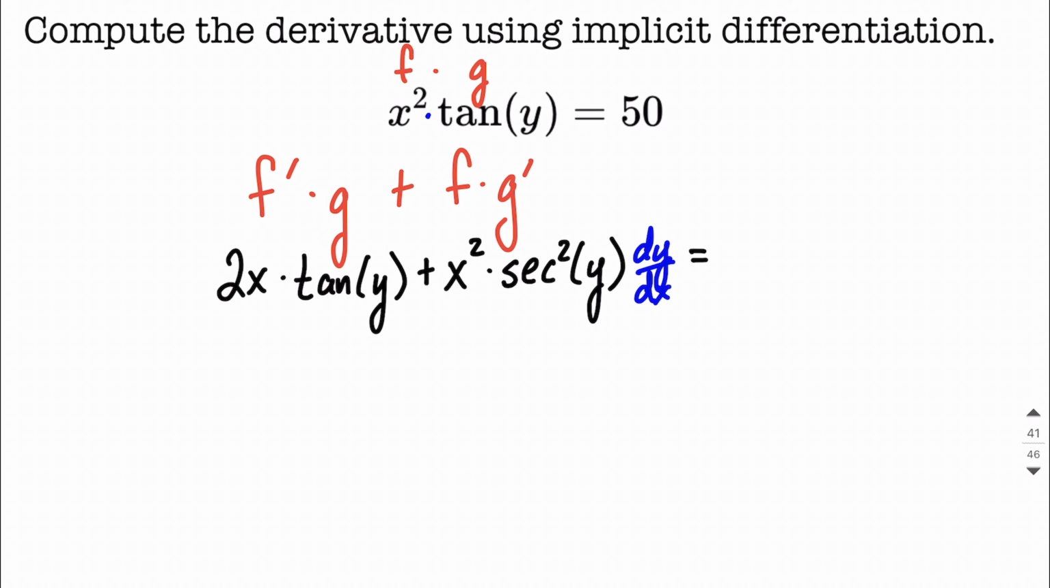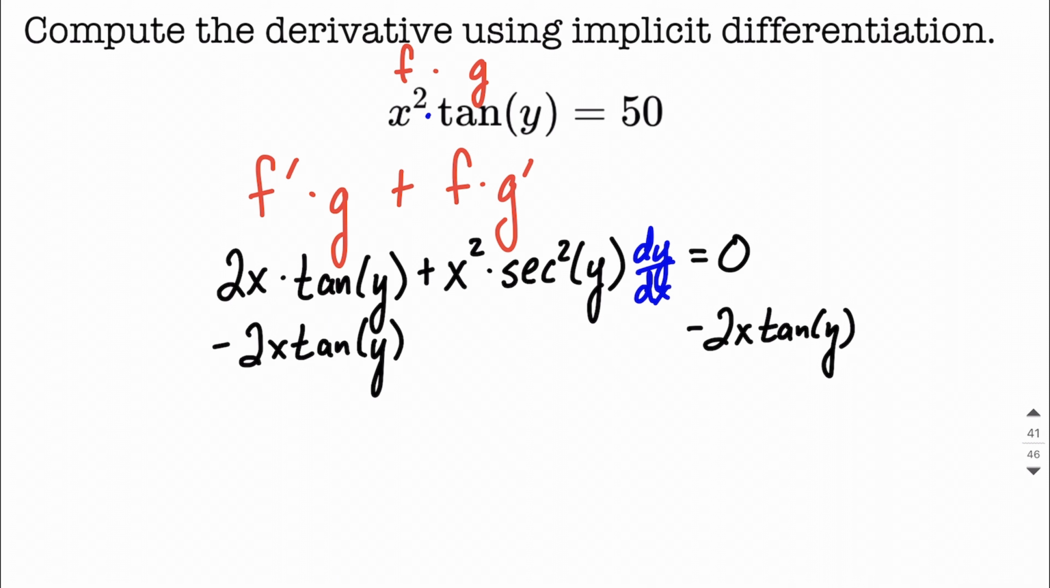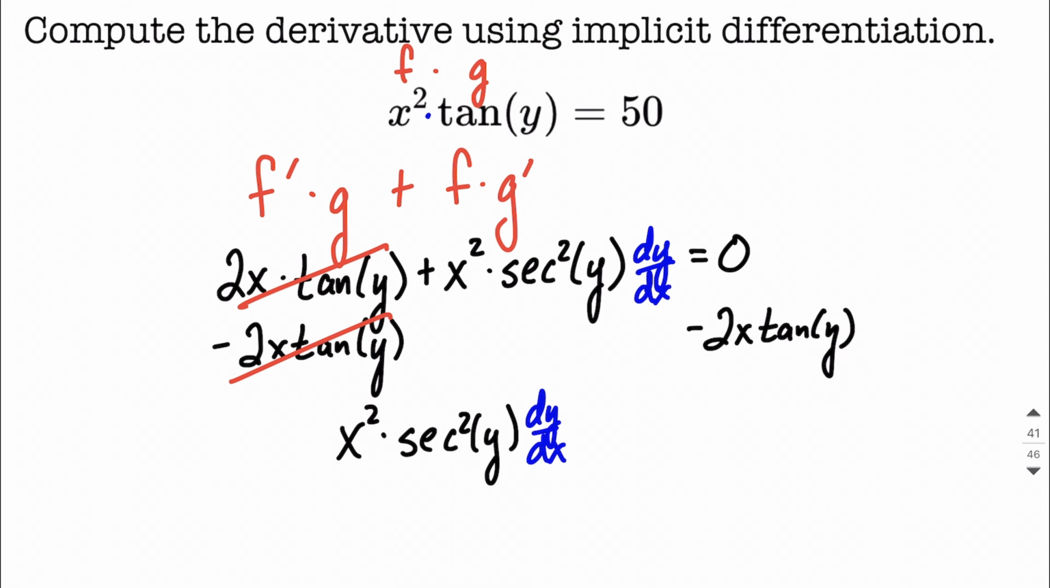Now over on the right-hand side, as we look at the derivative of 50, 50 is a nice constant. Its derivative is going to be 0. All right, all that remains is doing a little bit of solving, isolating that dy over dx. So the first thing I'm going to do is move that 2x multiplied by tangent of y to the other side by subtracting it. All right, that'll eliminate it from the left-hand side. We're going to be left with x squared times secant squared of y with that dy dx. And on the right-hand side, sure enough, it's just negative 2x tangent of y.